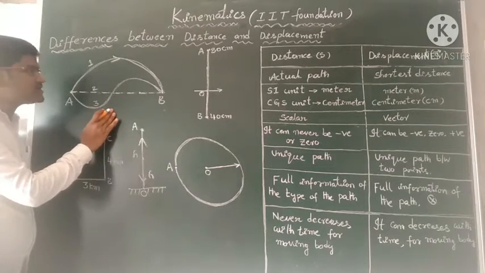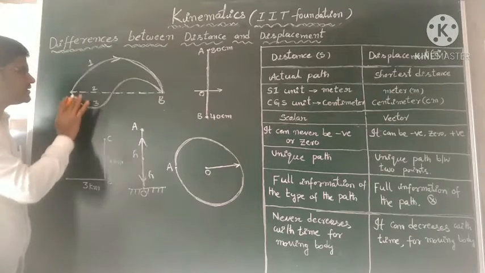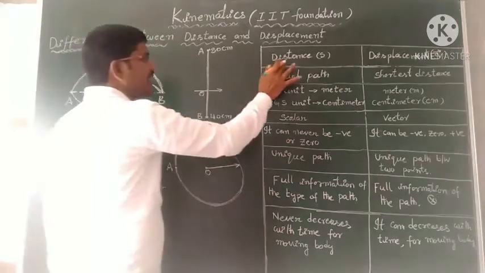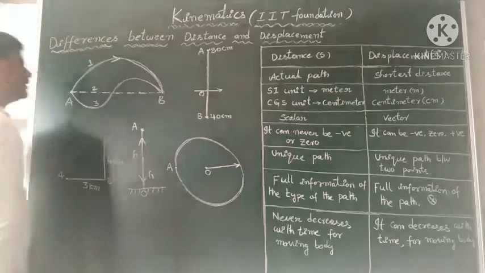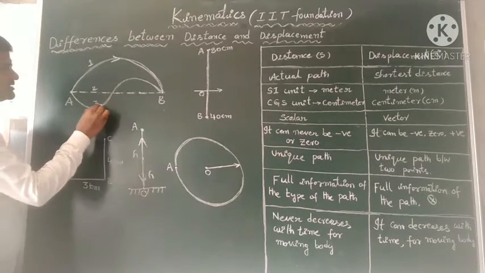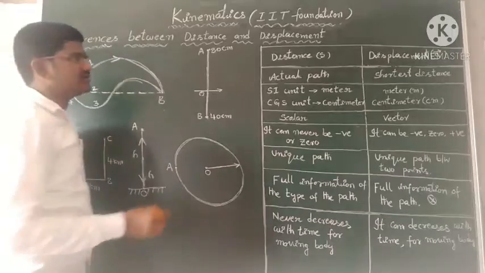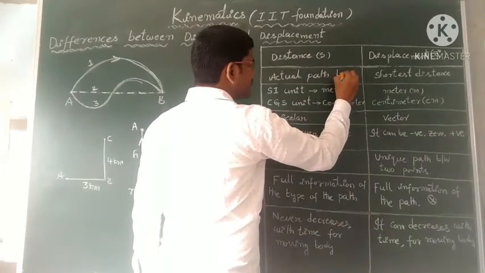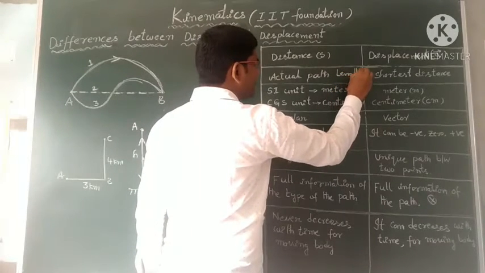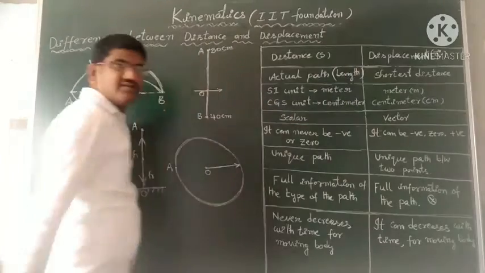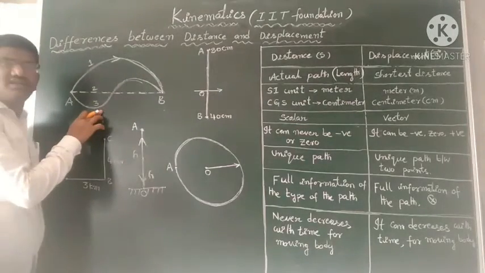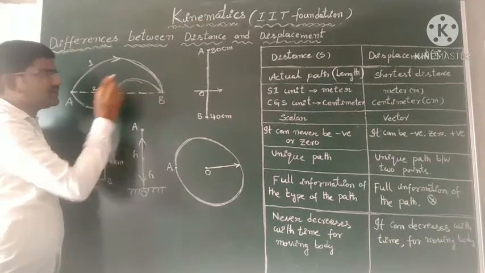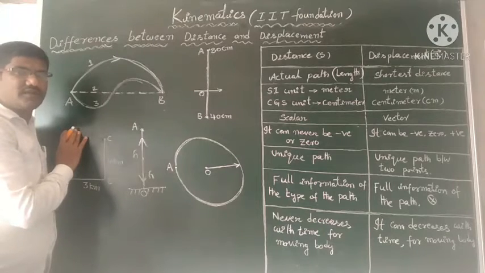Now see, my dear students, we can draw different paths to move from A to B. Distance means the actual path followed by the body. If we follow this path, this is the actual length of the path. So the actual length of the path is called distance. How much length we traveled or covered, that is called distance.